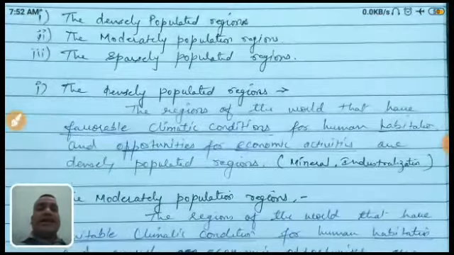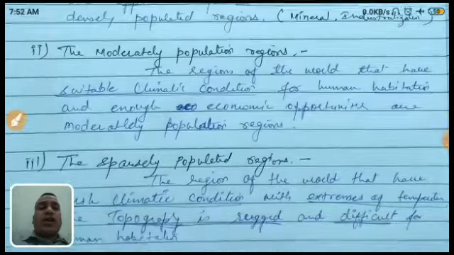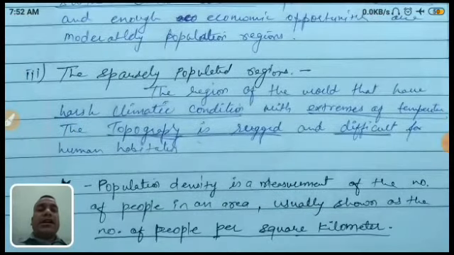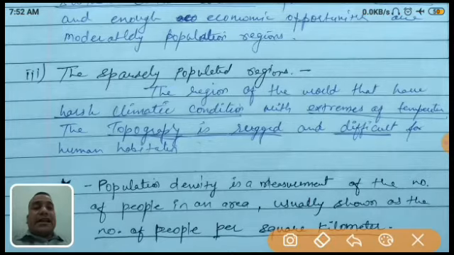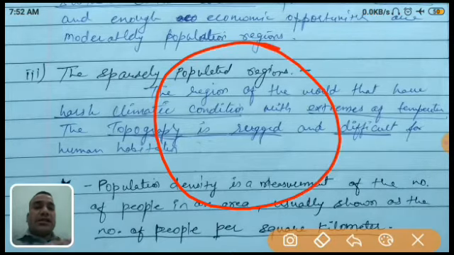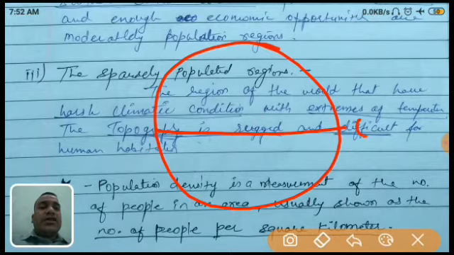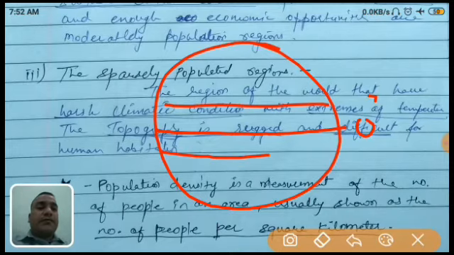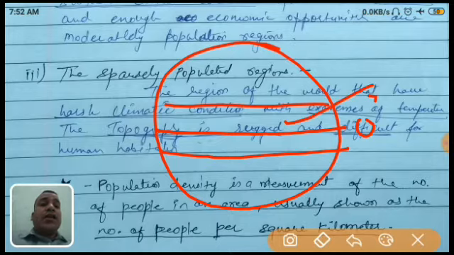What is a densely populated region, what is a moderately populated region, and what is a sparsely populated region? Now let me explain which regions are in each area. See, if this is the earth, in the center we know that there is the equator. The equator is at 0 degrees. So the center region is a very highly densely populated region.